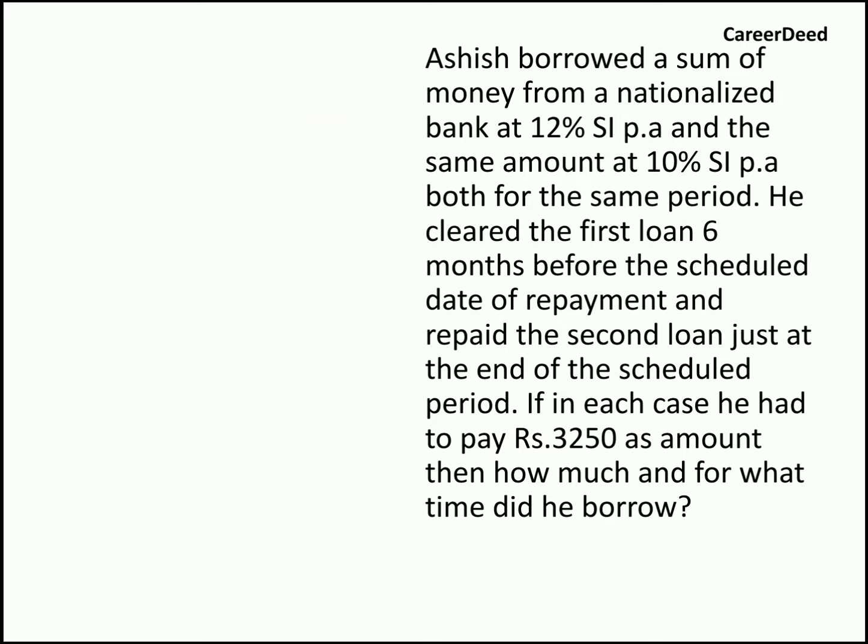Asis borrowed a sum of money from a nationalist bank at 12% simple interest per annum, and the same amount at 10% simple interest per annum, both for the same period. He cleared the first loan 6 months before the scheduled date of repayment and repaid the second loan just at the end of the scheduled period. If in each case he had to pay rupees 3250 as amount, then how much and for what time did he borrow? So the question is really simple. It looks a little big, but it's really simple concept wise.